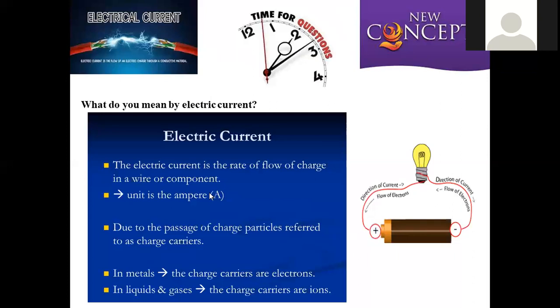So when you switch on a light present in your area, what happens? Illumination is possible. That is possible because of the flow of charge through the wire, or through any other component too. Most probably we take wires for the conduction of current. In general, copper will be taken.